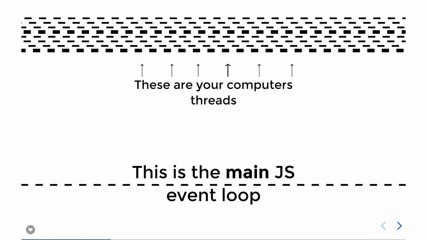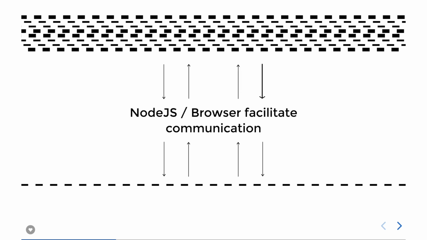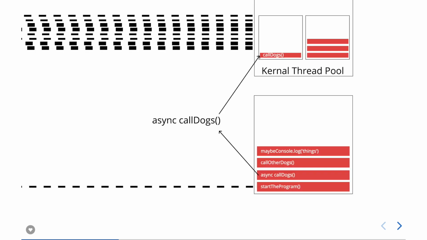But your computer has tons of threads, especially nowadays with super powerful computers, right? We end up having tons and tons of kernel threads and thread pools on your computer that luckily Node.js and those kind of things can interact with. So they each have their own stack, which makes it nice that we can offload things from our main event loop into other threads to execute stuff. Good, and then Node.js and the browser are the things that help us communicate between the main thread and those worker pools.